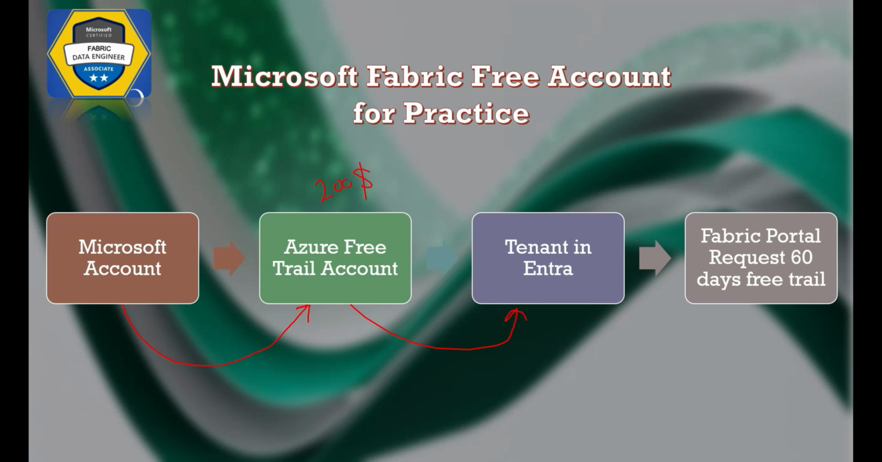Since we are doing this for practice purposes, we don't have an enterprise level tenant. So what we do is we can go ahead and create a user. In Microsoft Azure, that acts as a tenant for us. With that, we can go ahead and activate Microsoft Fabric, and that comes with a 60 days free trial. So we can play around with all the options that come with the Microsoft Fabric free account. That is a free trial for 60 days.